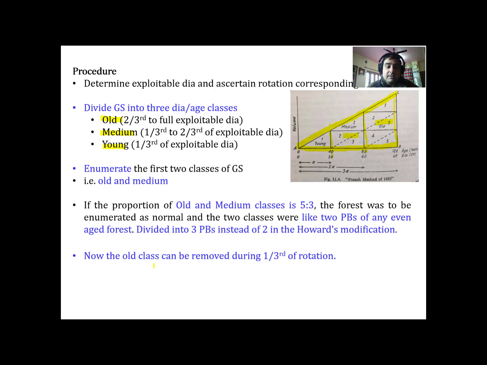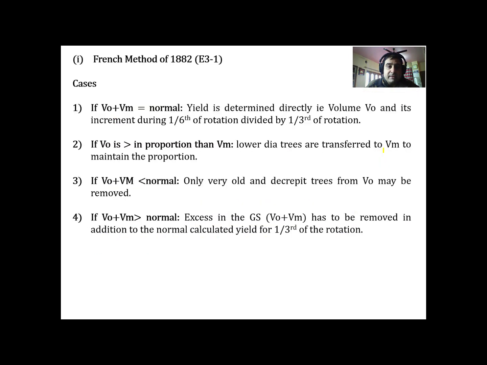Now the old class can be removed during the first one third of the rotation. So in one third of the rotation, this entire old class is to be removed as the yield, and when another one third of the rotation has passed, this medium class will gradually transform into the old class. At that point of time it will again become old, and the yield will again be removed from this old class. So this is about the French method.